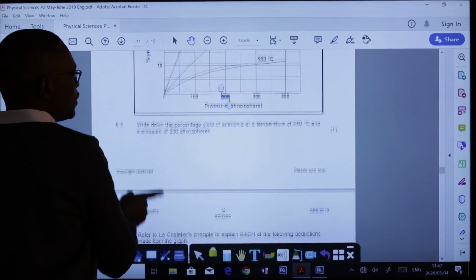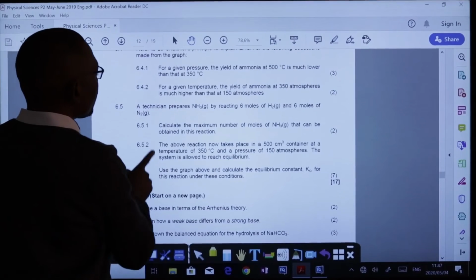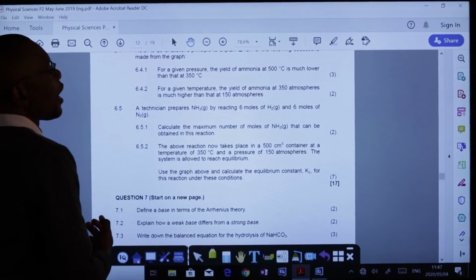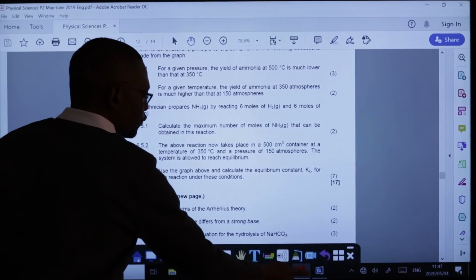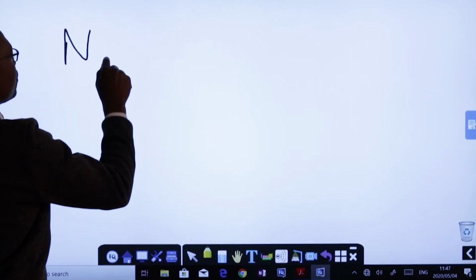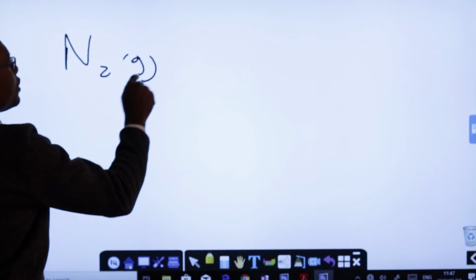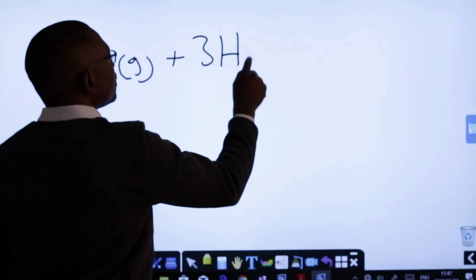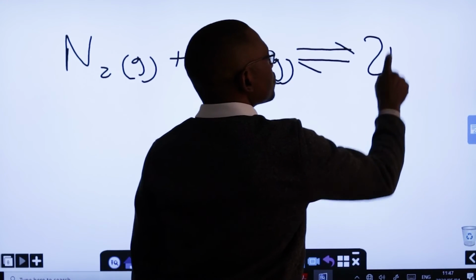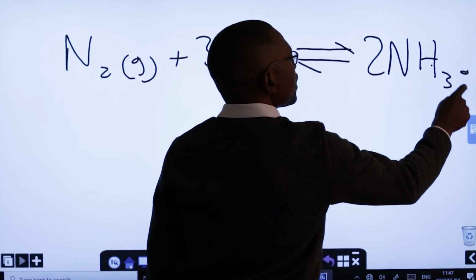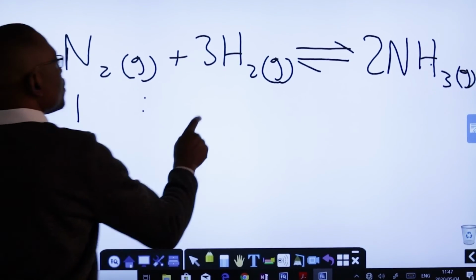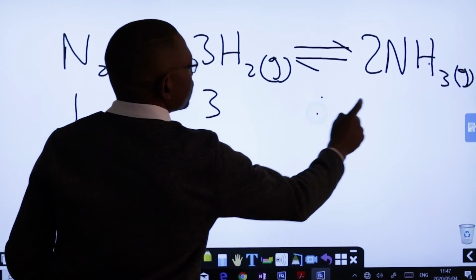Okay, so if they react in the ratio of 1:3, this question is telling us we've got 6 moles of hydrogen and 6 moles of nitrogen. So look at this, we're saying under ordinary conditions, nitrogen reacts with hydrogen to give us 2NH3 gas. So we are saying the ratio here is 1:3 to give us 2 of these.